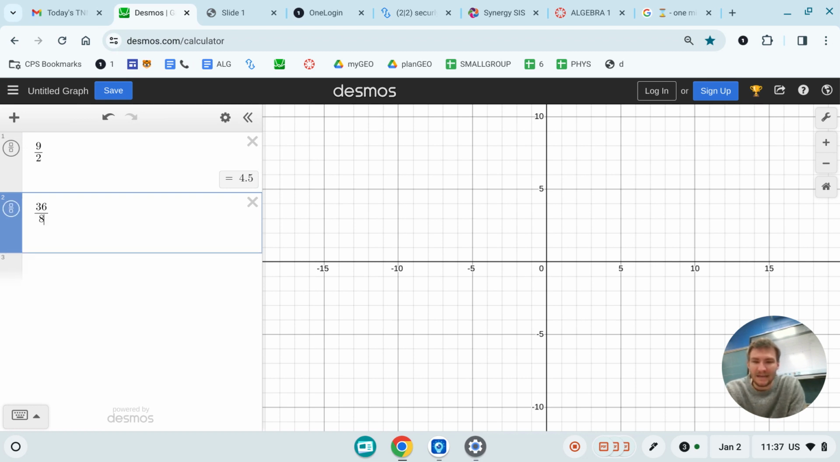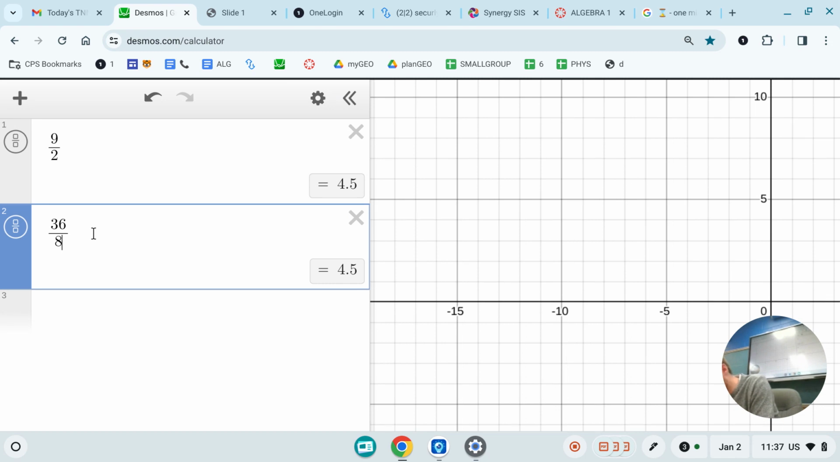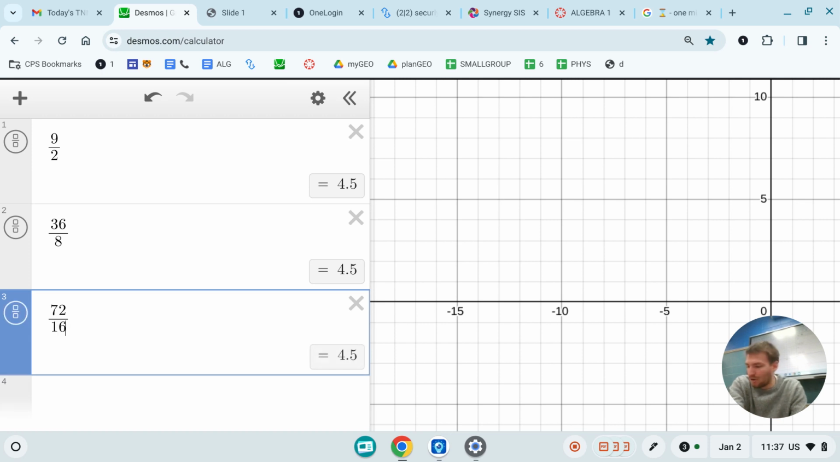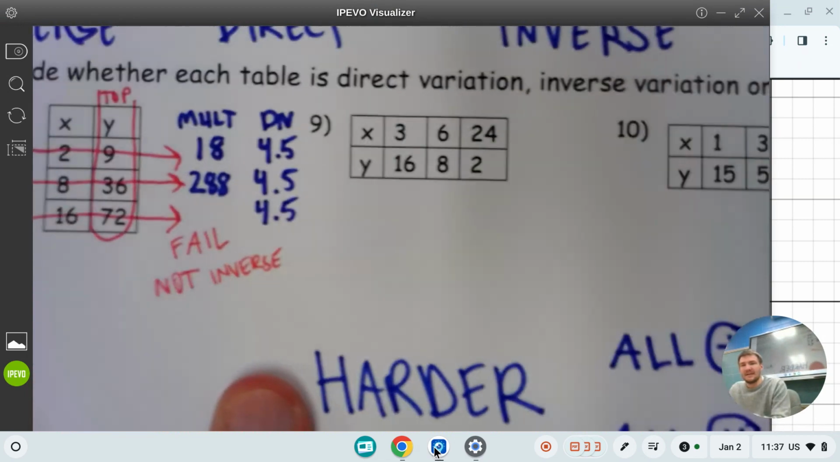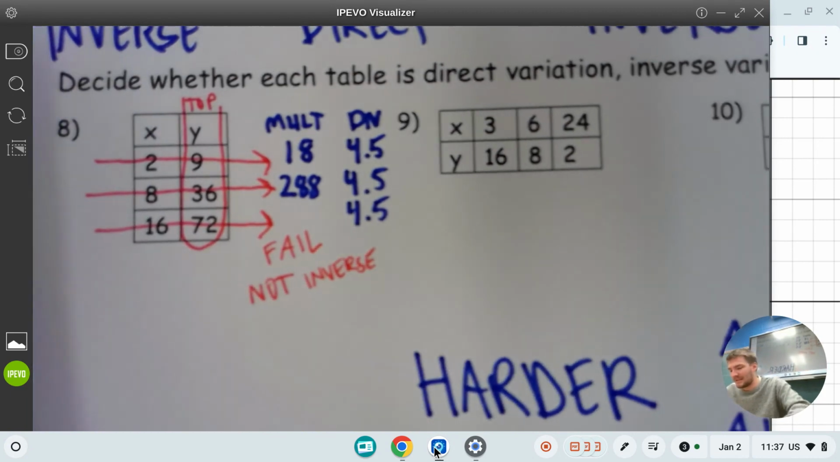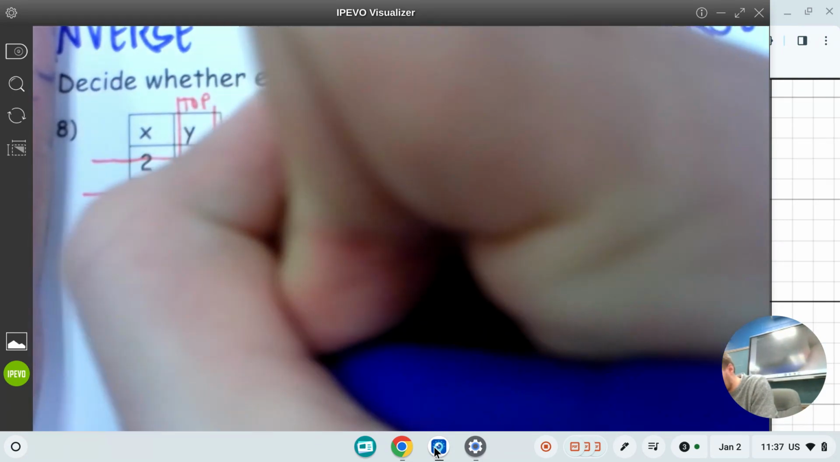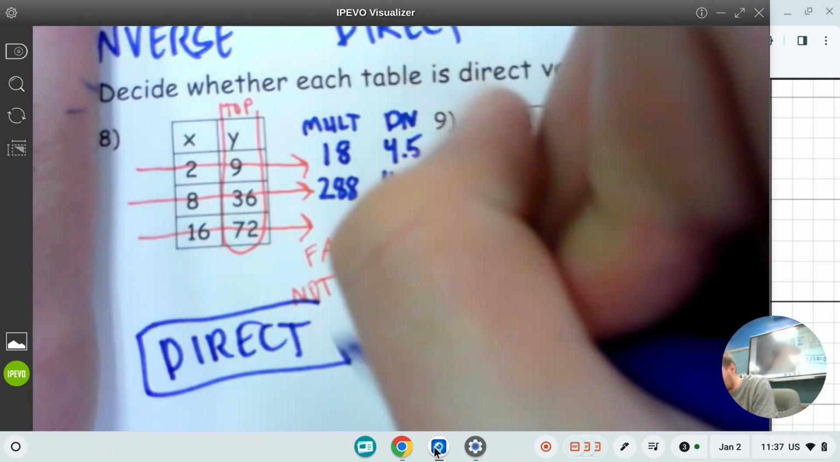36 divided by 8 is 4.5. Notice, this is better, but we're not done yet. They all have to be 4.5. 72 over 16, 4.5. All right. So what we've got, 4.5, 4.5, 4.5. That means dividing worked. That means this is a direct variation.